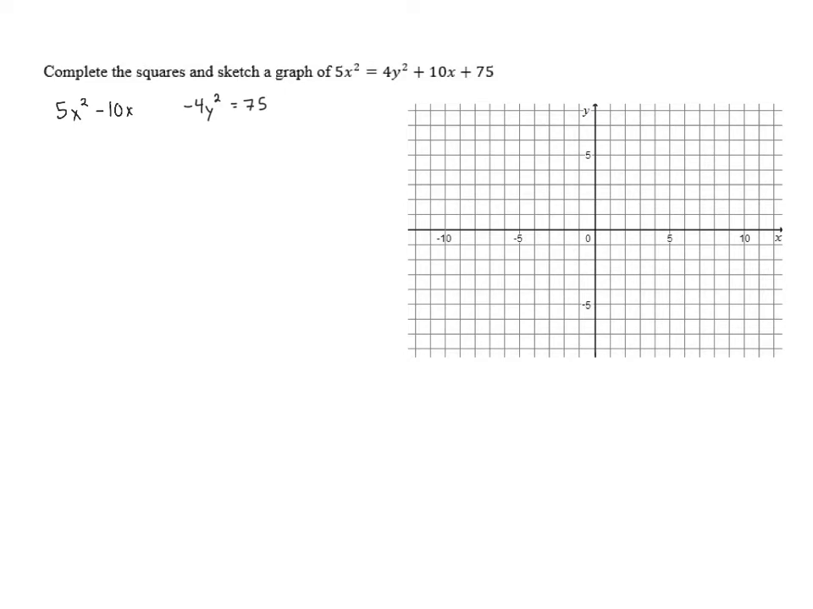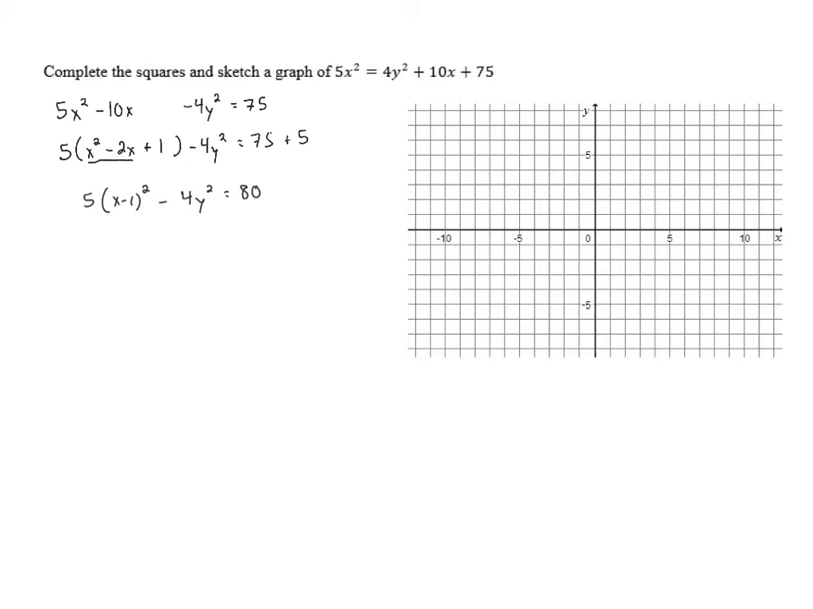Now, before we complete the square with the x terms, we need to factor out that 5. So this gives us 5 times x squared minus 2x, and then we still have minus 4y squared equals 75. Now to complete the square with the x's, we need to add 1, but what we've really done is added 5 times 1 to the left-hand side. So we'll also have to add 5 times 1 to the right-hand side. Now that we've done that, we can factor the x's. So we've got 5 times x minus 1 squared minus 4y squared equals 80.